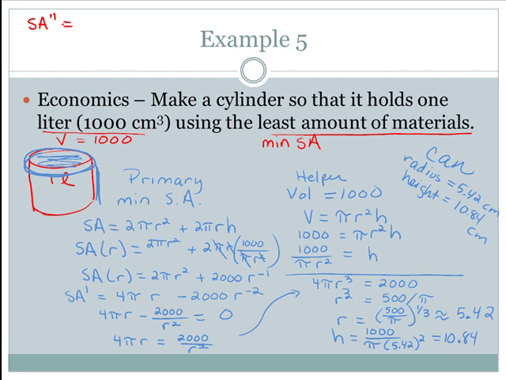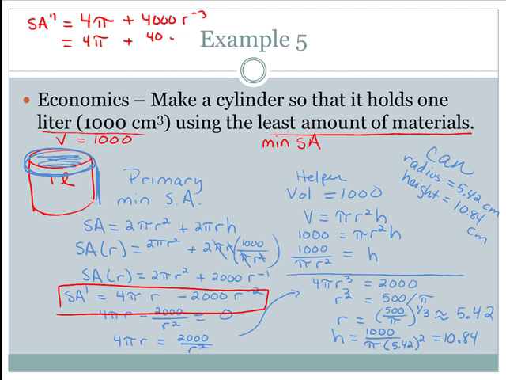So what we have to do now is ask the question, is it a maximum or a minimum? And to do that, we find the second derivative. So we're finding the second derivative of this statement right here in the red box. And remember, 4 pi is just a number. So the derivative of 4 pi r is just 4 pi. And the derivative of negative 2000 r to the negative 2 would be positive 4000 r to the negative 3. So this would be 4 pi plus 4000 over r cubed.